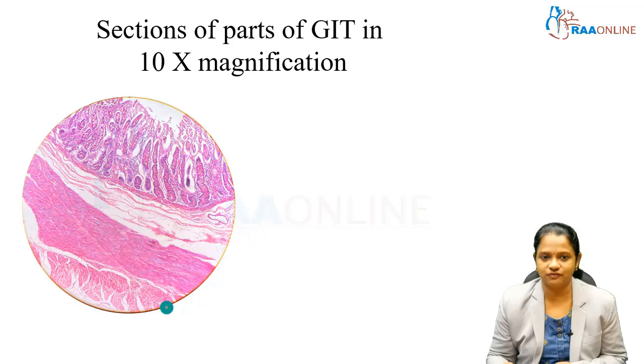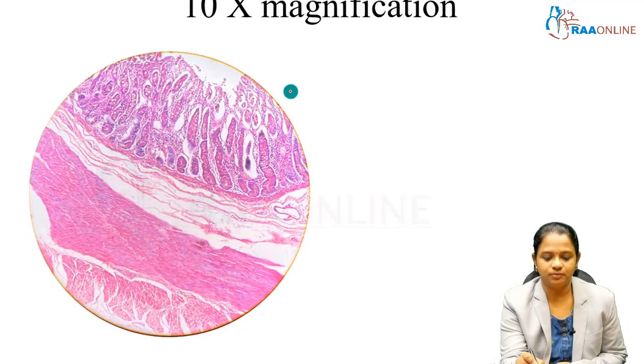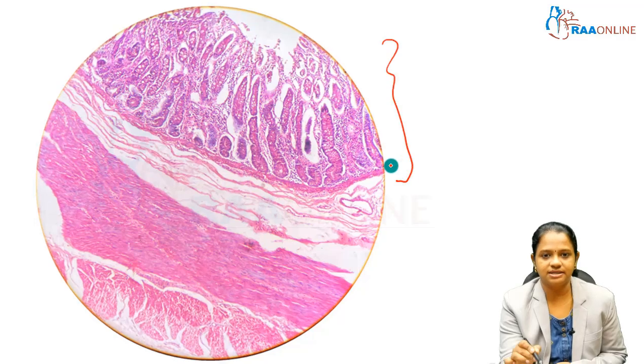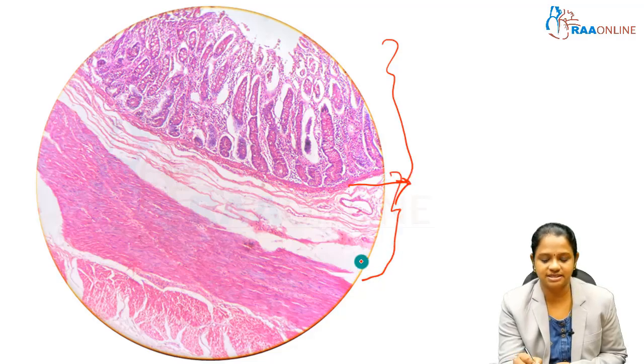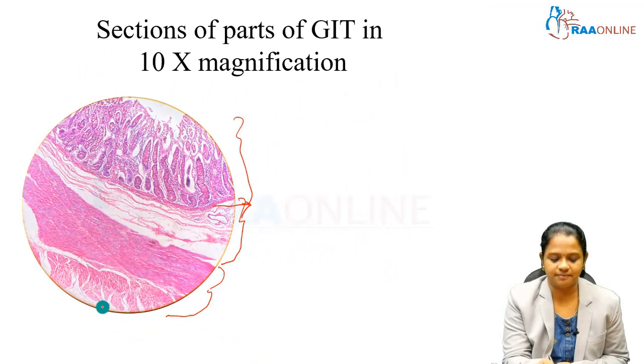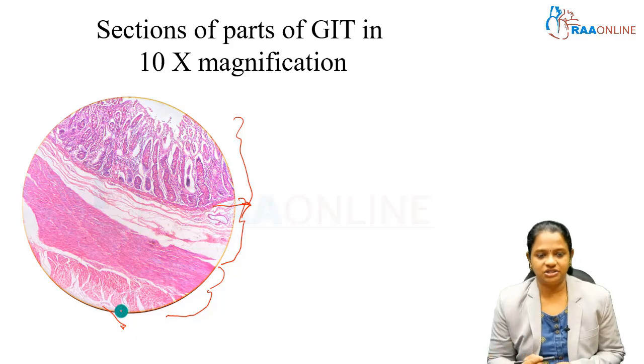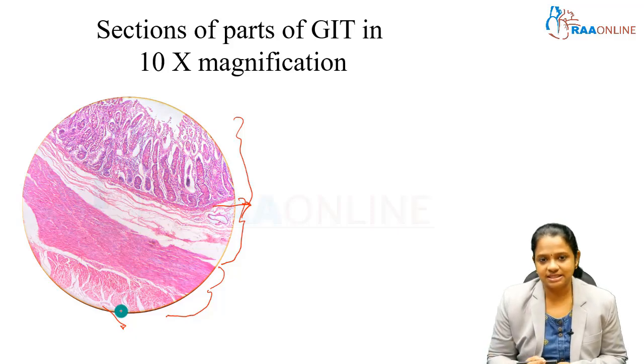This is a slide of the GIT showing all the layers. So this one is the mucosa from here to here. This one is the muscularis mucosa and from here to here it is the submucosa, and this one is the muscularis externa, and a part of the adventitia is seen. So in this slide you are seeing all the layers of the GIT.